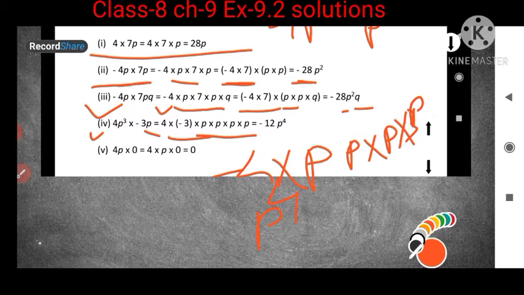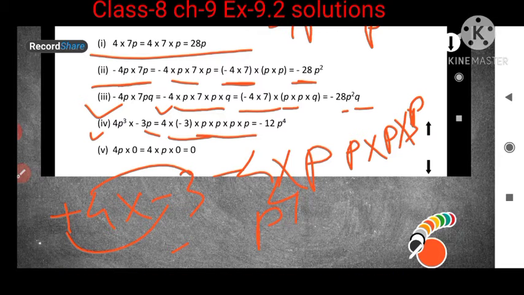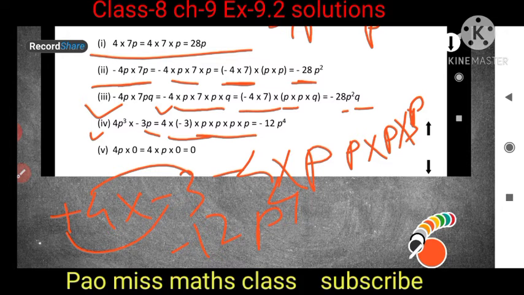So what is the answer? 4 threes are 12, and plus 4 multiplied with minus 3: plus and minus is minus. 4 into 3 is 12, so minus 12, then p to the power 4. Minus 12 p to the power 4.